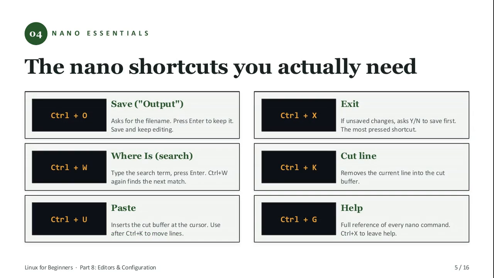Now, even though that bottom menu shows you everything, there are 6 shortcuts worth committing to muscle memory. Ctrl+O saves. It'll ask for a file name, but just press Enter to keep the current one. Ctrl+X exits and politely asks if you want to save first. Ctrl+W searches, Ctrl+K cuts a whole line, and Ctrl+U pastes it back. Perfect for moving lines around. And if you ever feel lost, Ctrl+G opens the full help reference. That's really all you need to be productive in Nano.